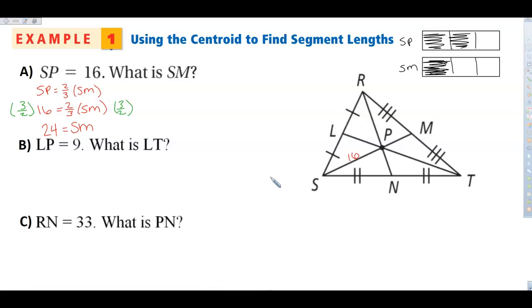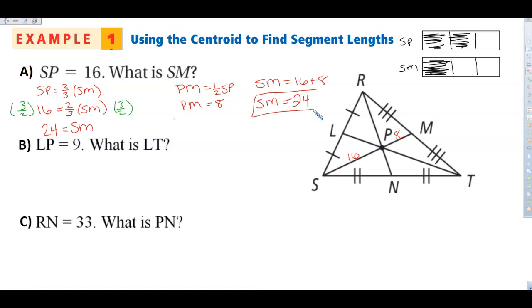So what I could do is I could say, well, I know that PM is half of SP, so PM is 8, because half of 16 is 8. Then I can add these pieces together. So then SM is going to be 16 plus 8, which is 24.